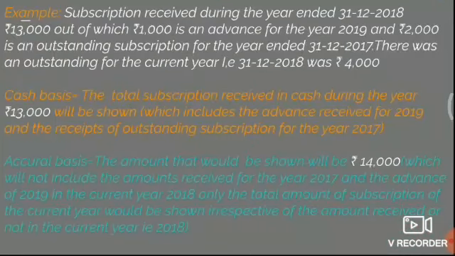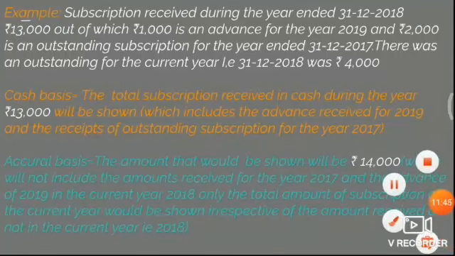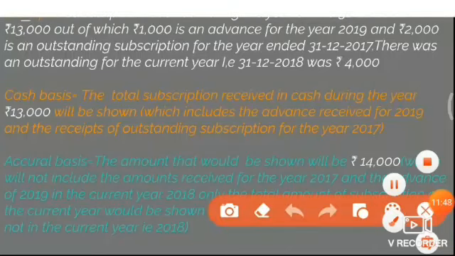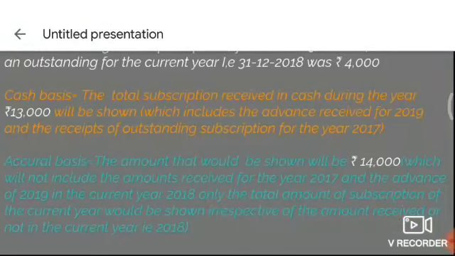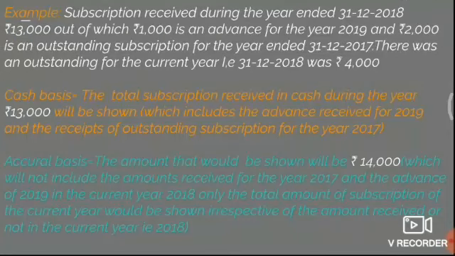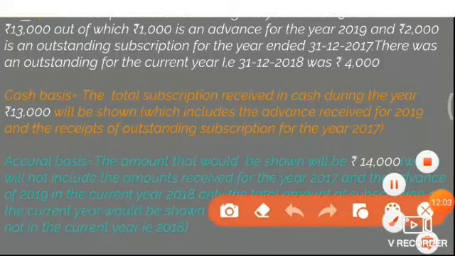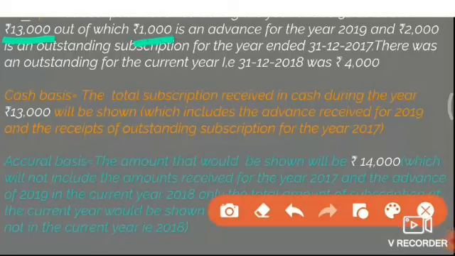Let me give you an example, the same example with an income. Suppose subscription is a fee which is received from the members. In this example, let me read the question first. In this example, subscription received during the year ended 31st/12/2018. So we are concerned with 31st/12/2018. The subscription which is received is 13,000, out of which 1,000 rupees is an advance for 2019. This 13,000 is received in 2018. Our year of calculation is 2018.